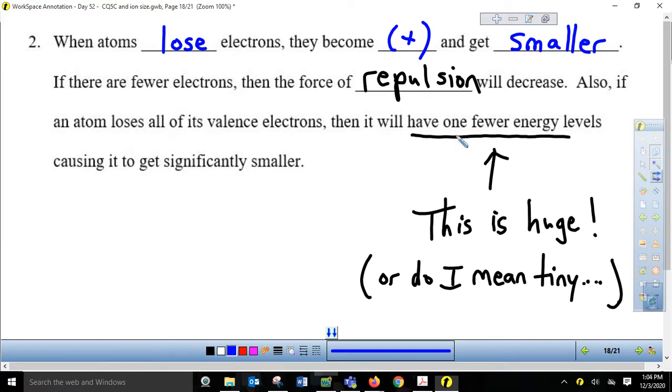But the big reason, the huge reason is there's fewer energy levels, right? We're going to see that metals will lose 1 or 2 or 3 electrons to basically lose all those outer electrons to become more stable, like the closest noble gas. And so if we lose 1 electron, and we only have 1 electron on the outside, now you have 1 fewer energy levels, and that is going to make an ion, a positive ion, get much, much smaller. So that's the biggest reason. Fewer energy levels makes ions get much, much smaller.